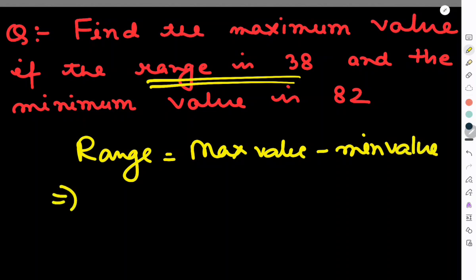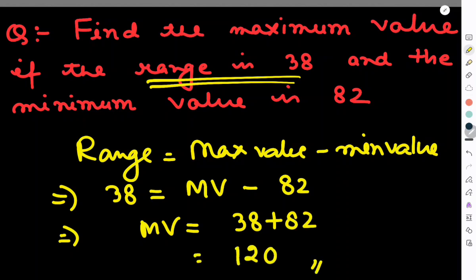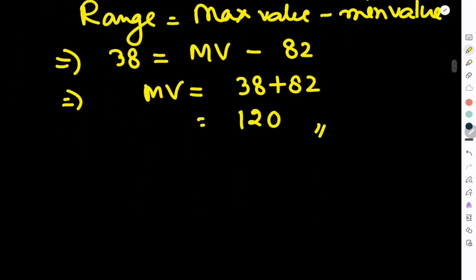The range is given as 38. So we need to find the maximum value. So I am writing it as MV for maximum value, and minimum value is 82, right? And then simple algebra: 38 plus 82, which will give us 120. So 120 is my maximum value. Very easy. You just need to know the range formula.